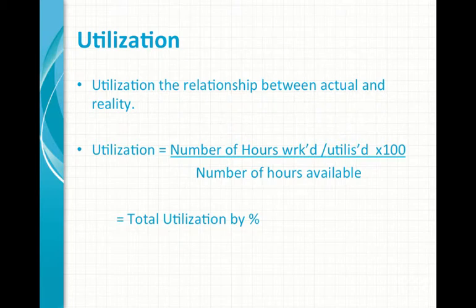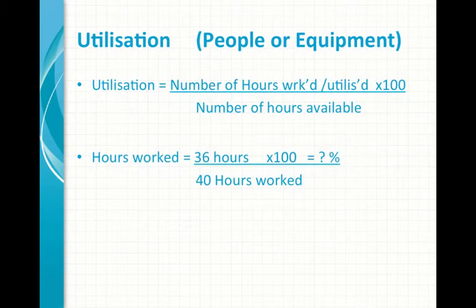Utilization, well again, this is the relationship between actual and reality. It's important to be able to understand this one, not just from a people point of view, but also from equipment. Because as we discussed in those group breakout sessions, when we looked at some of the problems the body shop were having, is that they simply weren't utilizing the equipment. They had people very busy, but they had equipment standing around not being used. And in order to speed up the whole pipeline, everything has got to move together. So the people and the equipment.